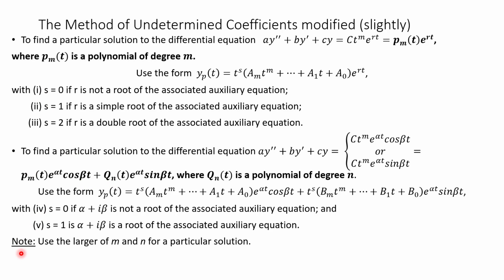And then a quick note on the second case down here. When you're working with this one, where you have a polynomial of degree m and possibly another polynomial of degree n, what you're going to do is just pick the larger of m and n when you're trying to find a particular solution. So whatever number is bigger, you use that one.